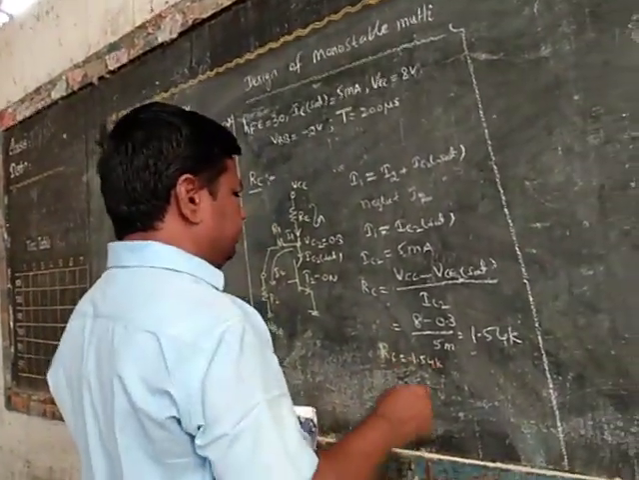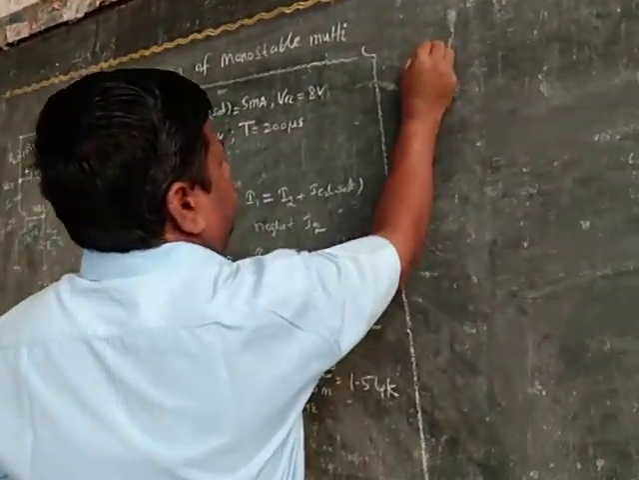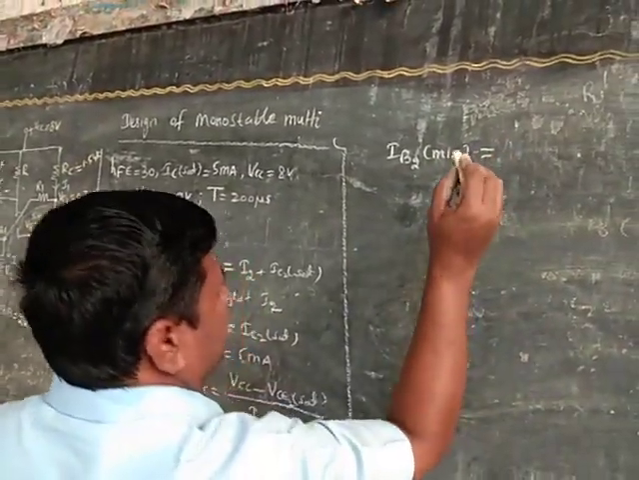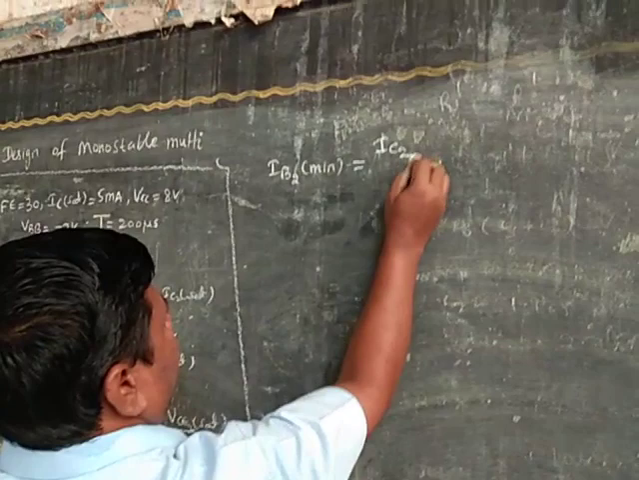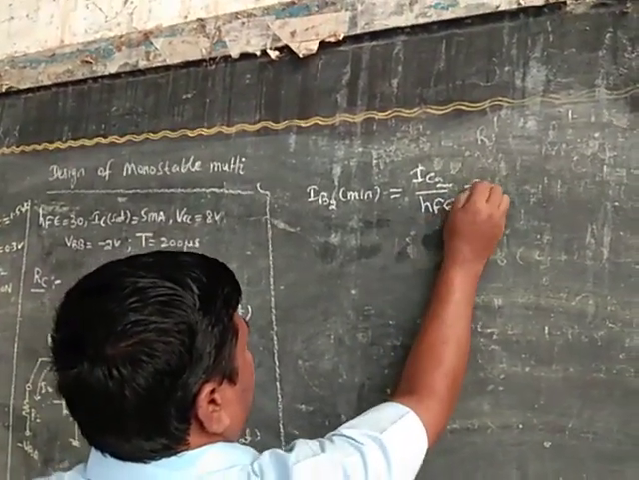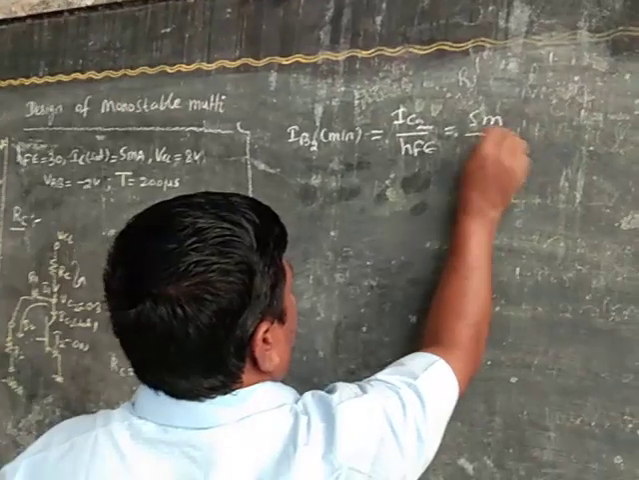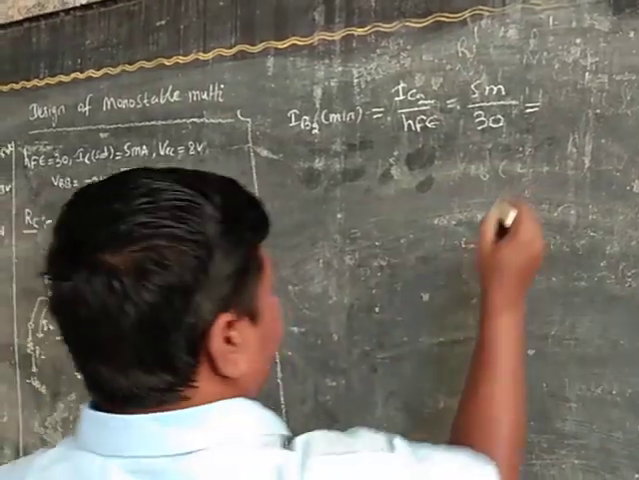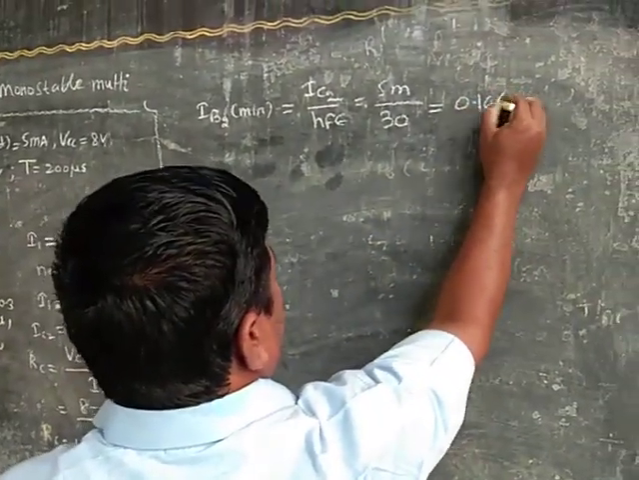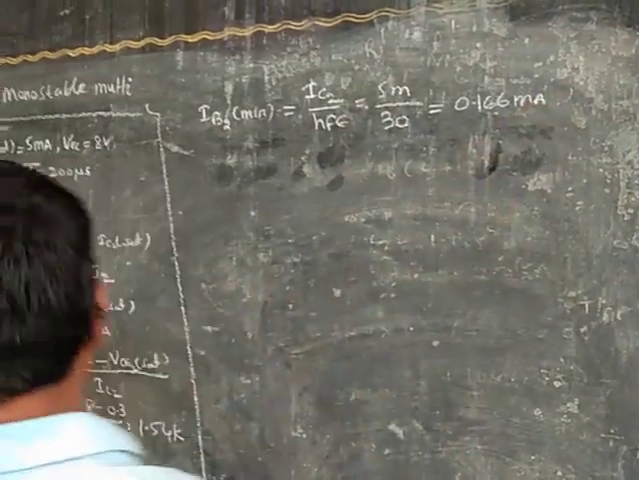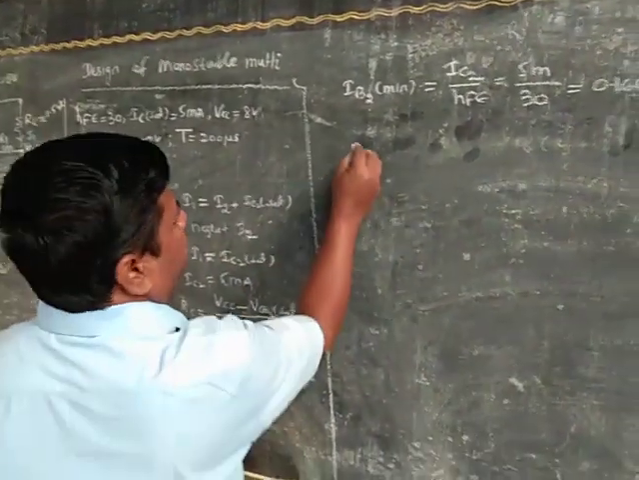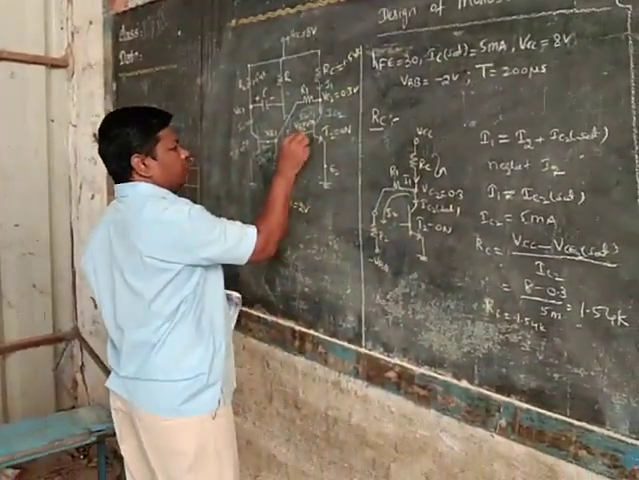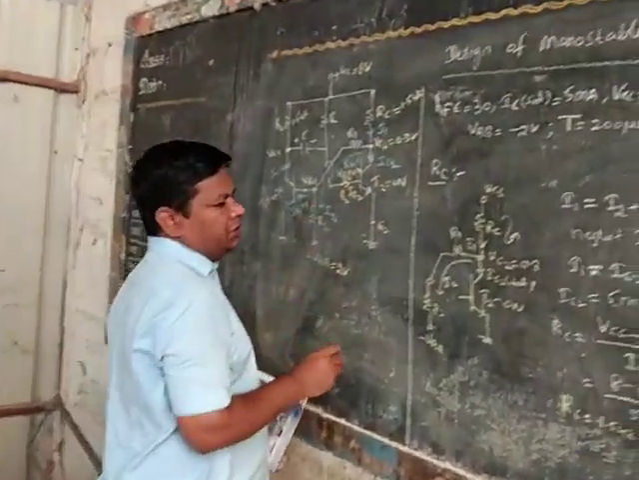Once you know the IC2 current, you can find IB2 minimum. IB2 minimum is IC2 by HFE, that is 5 milliamperes divided by HFE equal to 30. That value IB2 is equal to 0.166 milliamperes.